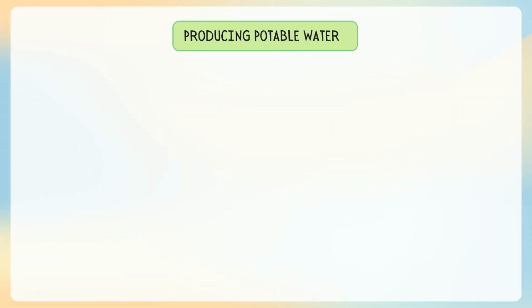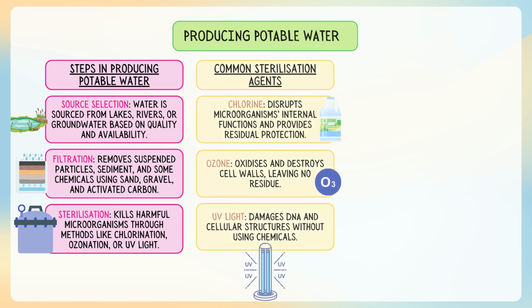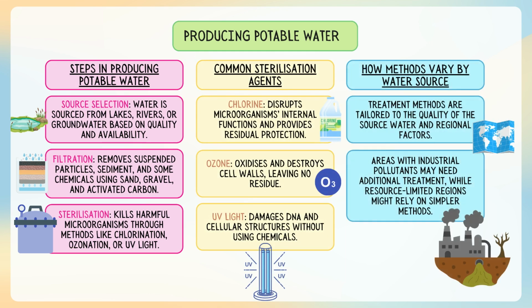In today's lesson, we delved into the process of producing potable water, essential for ensuring safe drinking water. This lesson provided a comprehensive understanding of the steps involved in making water potable, including common sterilisation agents and how methods vary by source. Overall, highlighting the crucial role of chemistry in maintaining public health.